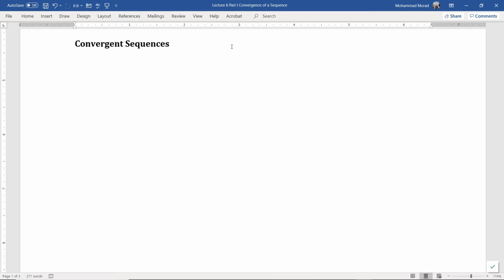Convergent sequences. Recall that a sequence is a function f from the set of natural numbers to an arbitrary set A. For example, f of n equals n squared is a sequence. And we used this symbol to denote this sequence.